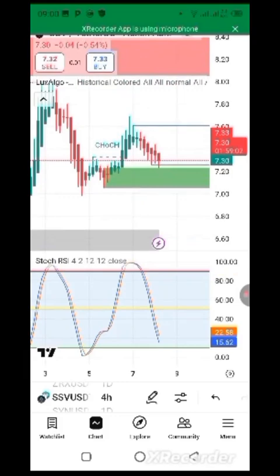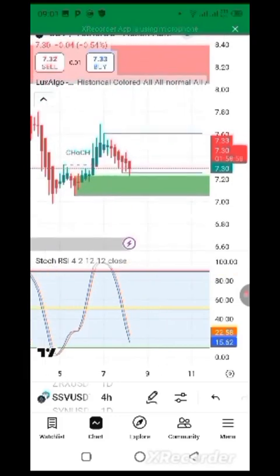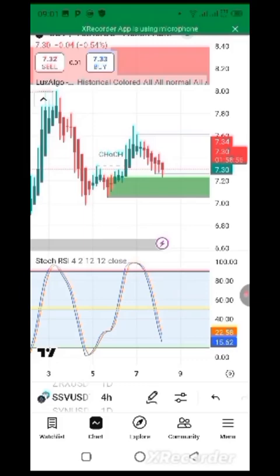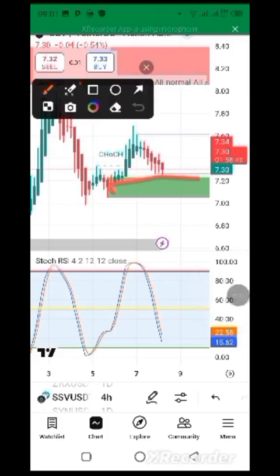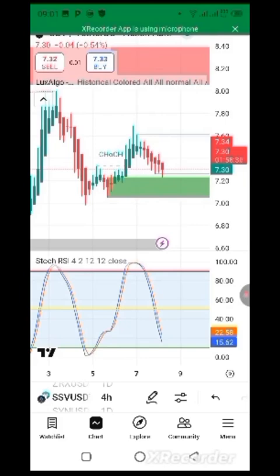According to our smart money, we can enter our trades based on the order block. Now, this is an order block. This is an order block, this one green in color. That means you can set a price even before using the order block.